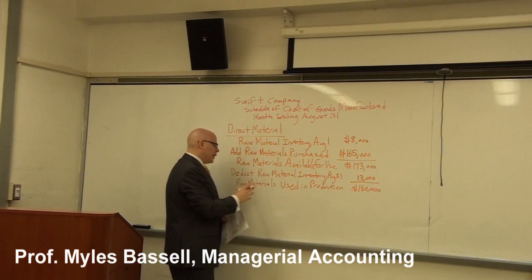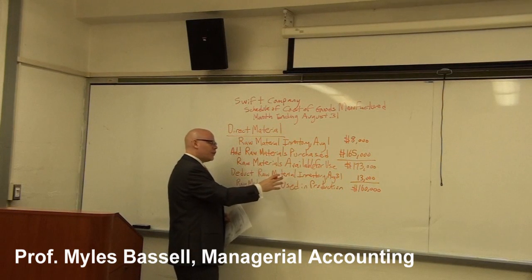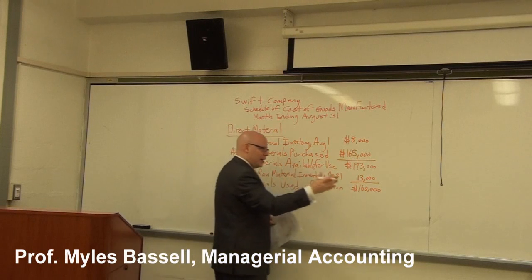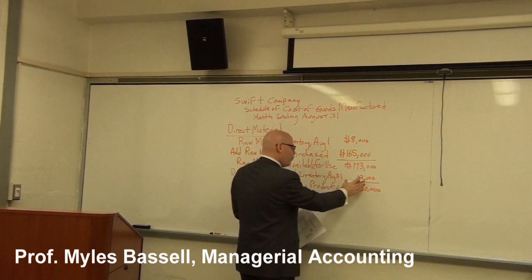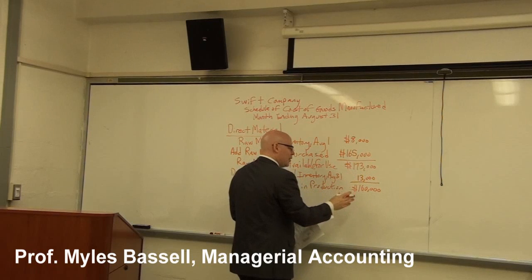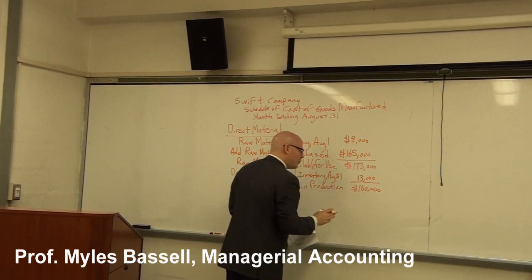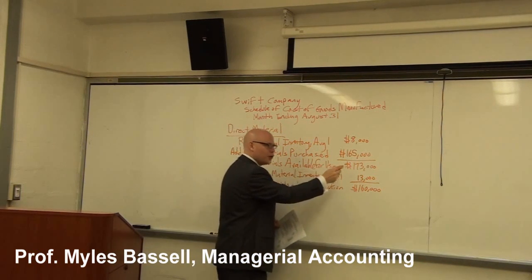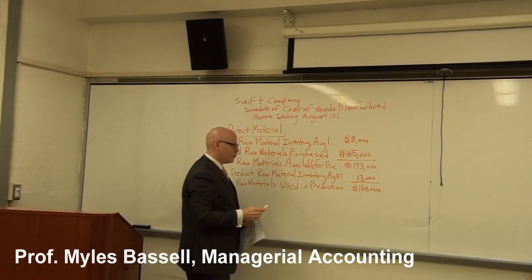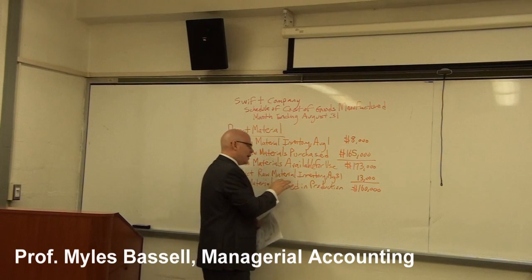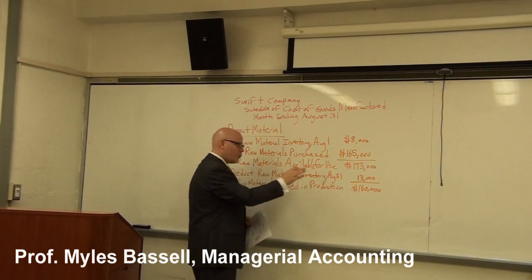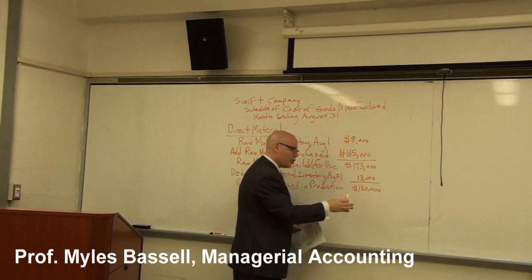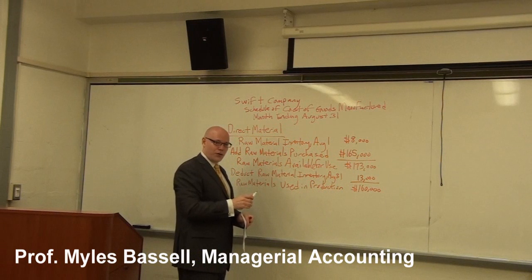So the way that we calculate that is we look at, well, how much raw materials do we have at the end of the month? What is the value? And in this example, we're told that we have ending raw material inventory of $13,000. Well, if we started the month with raw materials available for use of $173,000, and at the end of the month we have $13,000 worth of raw materials, that means that we used in production $160,000 worth of raw materials.